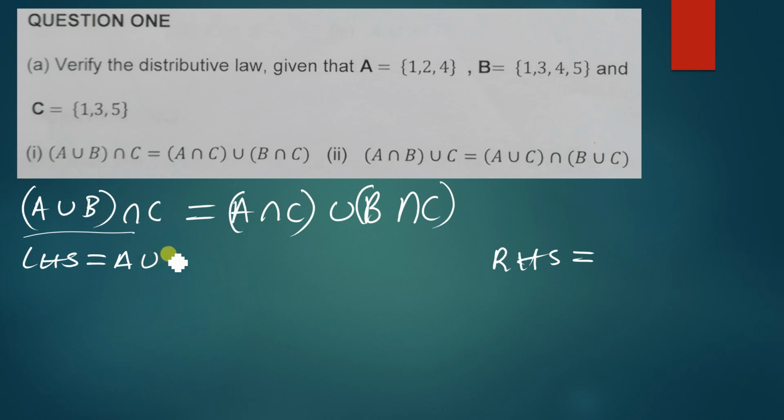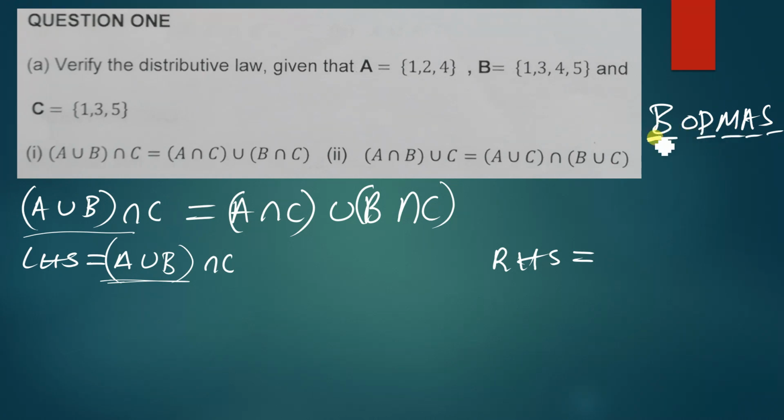So the left hand side is simply this part, A union B intersection C. So what is A union B? The reason why I'm starting with what is in the brackets here is because we follow BODMAS. Sets are also part of mathematics, hence they are supposed to obey this law of BODMAS. So we start with the brackets and then followed by division, multiplication, addition and subtraction. So what we have in the brackets here is A union B. So what is A union B?